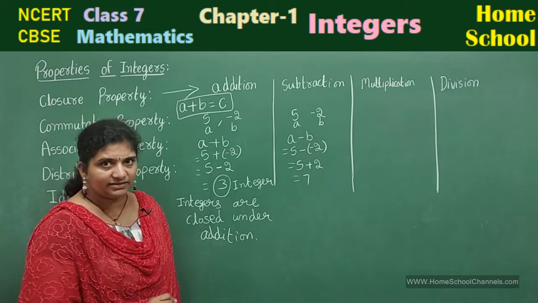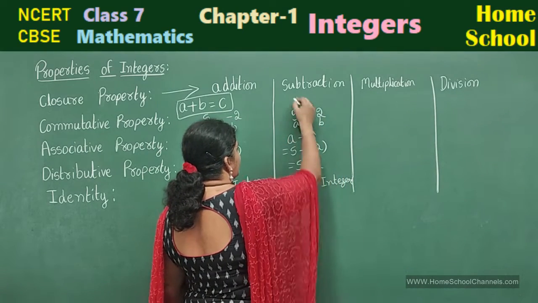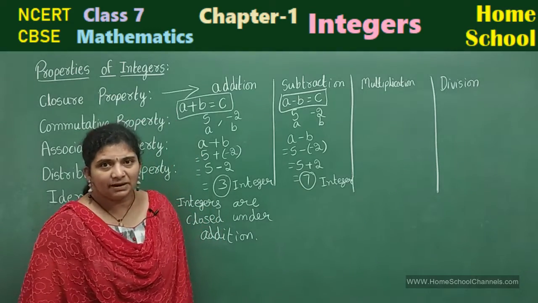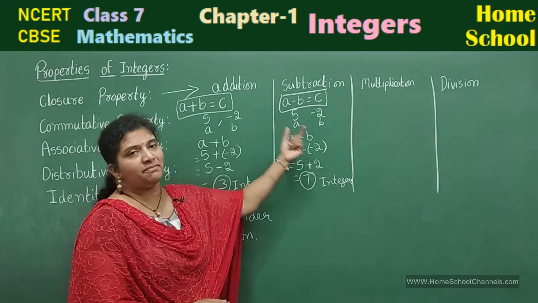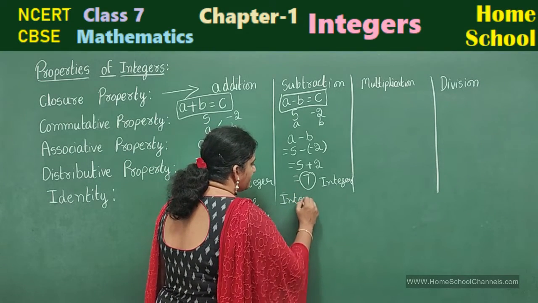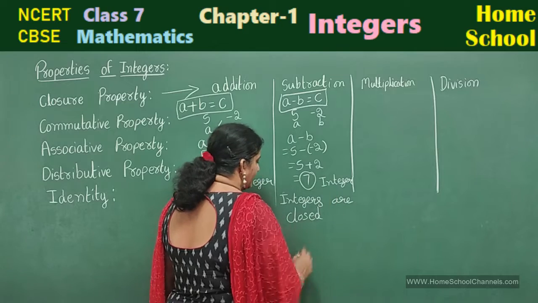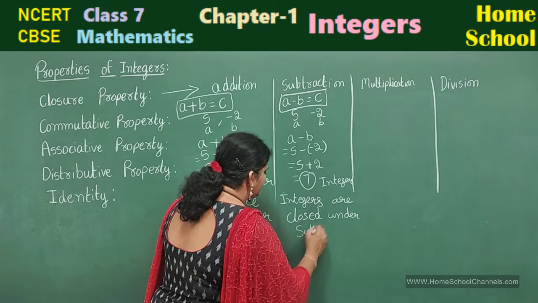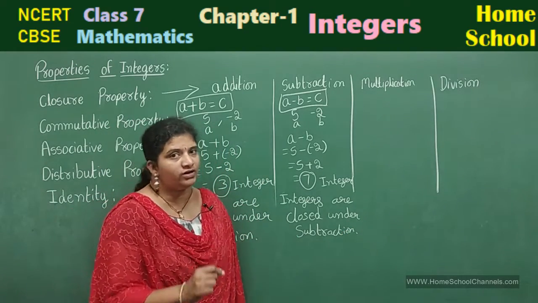7 is also an integer. Therefore what you can say? A minus B is equal to C. If we subtract any two integers, the result is also an integer. That is A minus B is equal to C. We write a statement here, that is integers are closed. Closure property, right? I am saying it as integers are closed under subtraction. Or you may write it as closure property is true for subtraction.